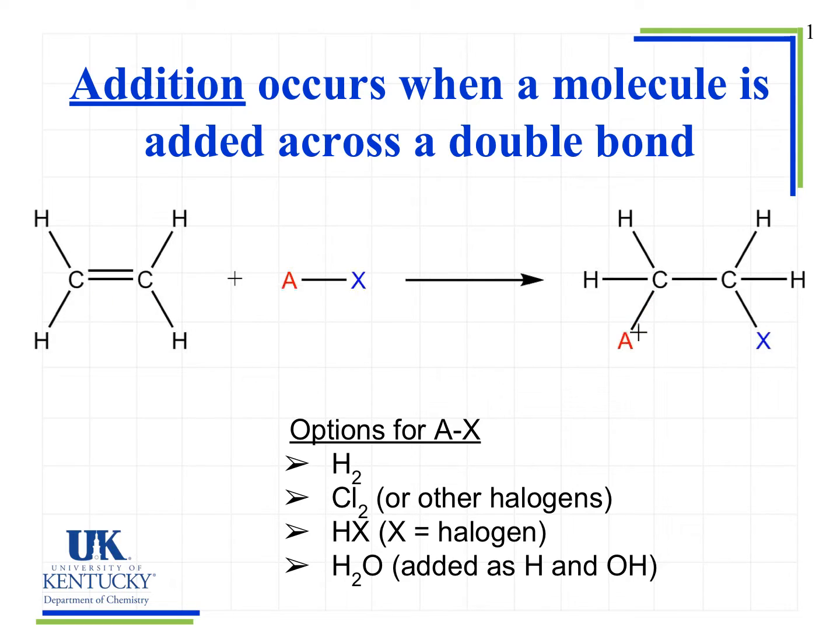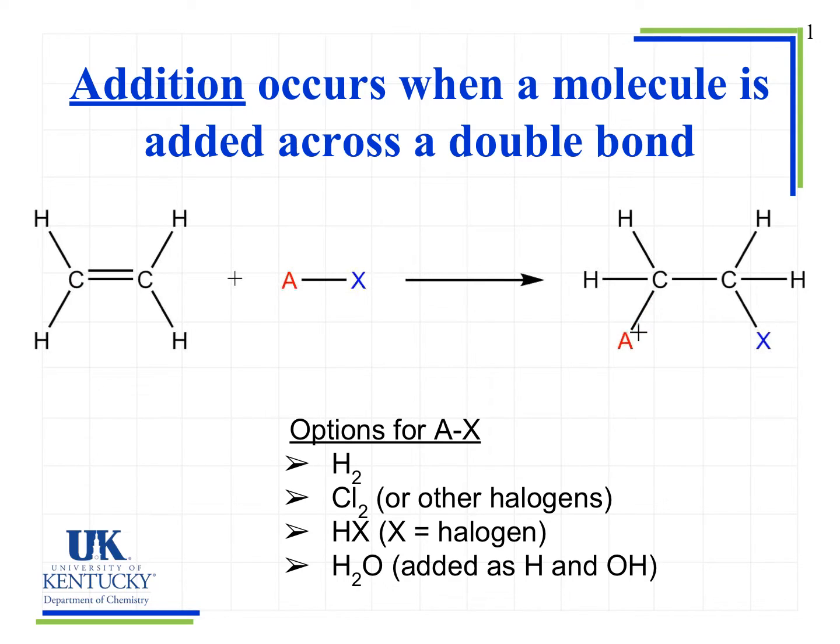Even if there were more carbon atoms beyond these two, if they were all single bonds, the addition is not going to occur elsewhere in the molecule. It will always occur where we have the carbons involved in the double bond. One of the atoms adds to one carbon, and the other part of the molecule adds to the other carbon. So we see that the A is added to one and the X is added to the other.